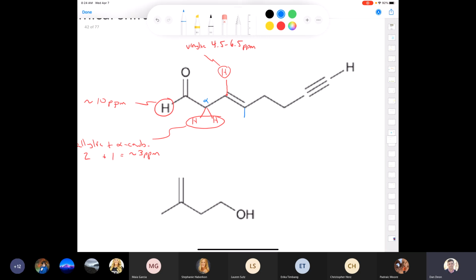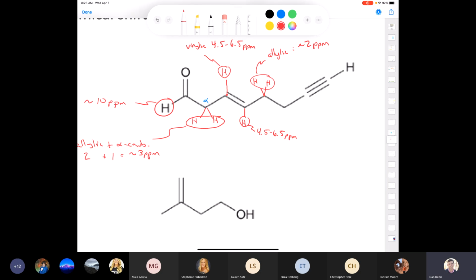Similarly, here, oops, I'll keep using my red pen. We have another vinylic proton. So this one is also vinylic, has a chemical shift of 4.5 to 6.5 parts per million. Here we have another methylene. These two protons are also allylic. Remember, we have the double bond here. This is the vinylic carbon. This is the allylic carbon. So these ones are allylic, so they're going to have a chemical shift of around 2 parts per million.